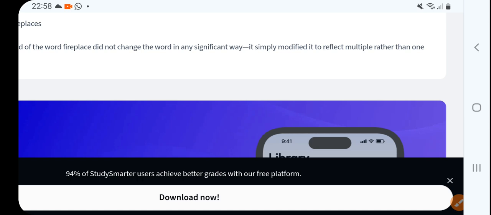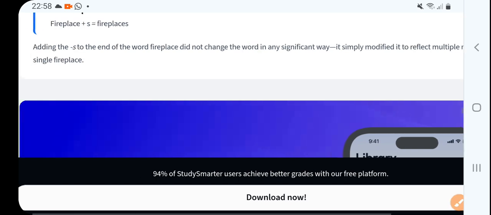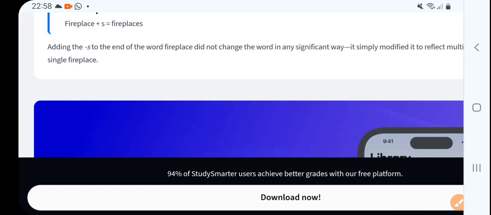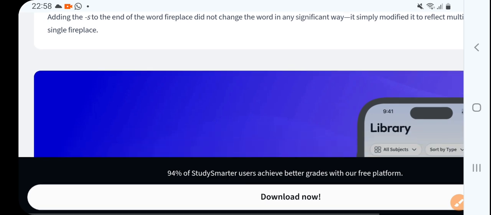It simply modifies it to reflect multiple rather than one single fireplace. Means that's singular or plural, but the grammatical status is the same.